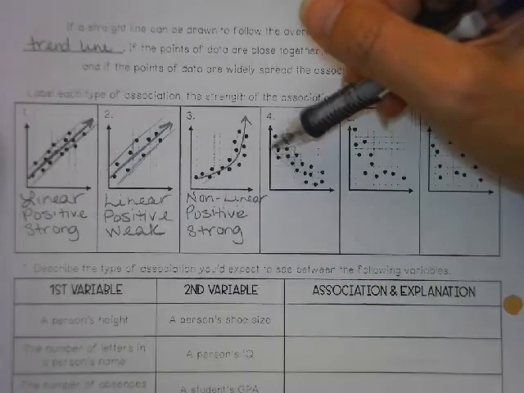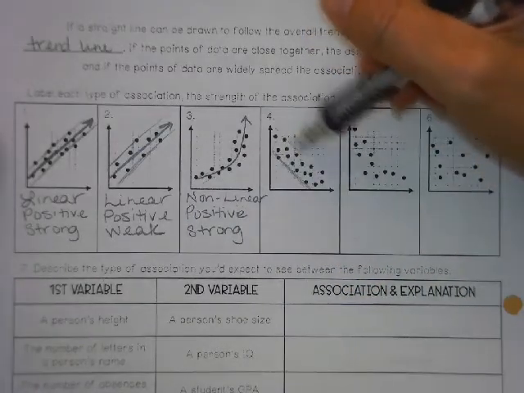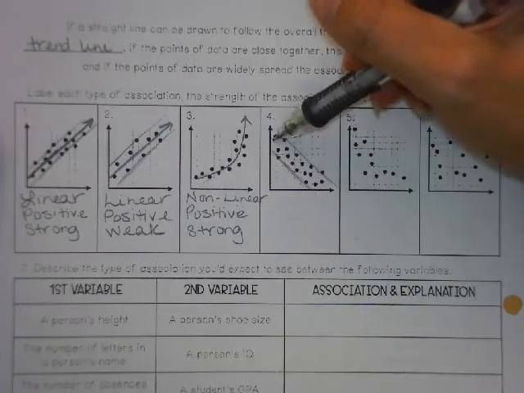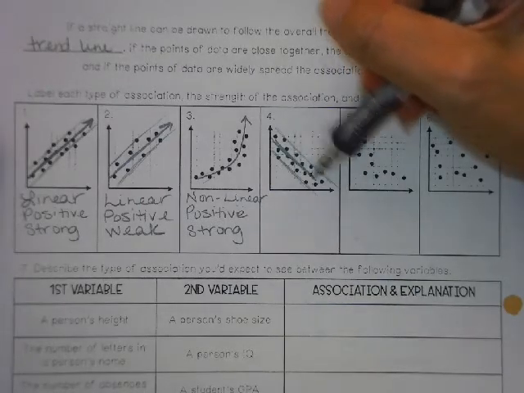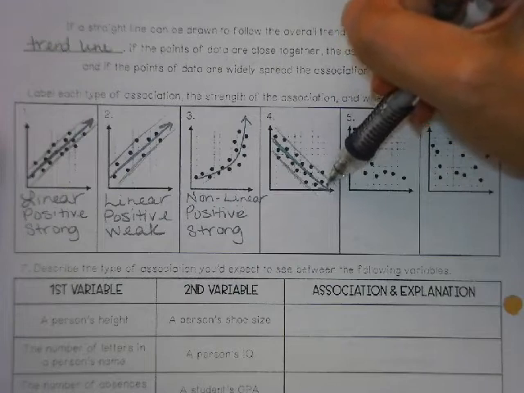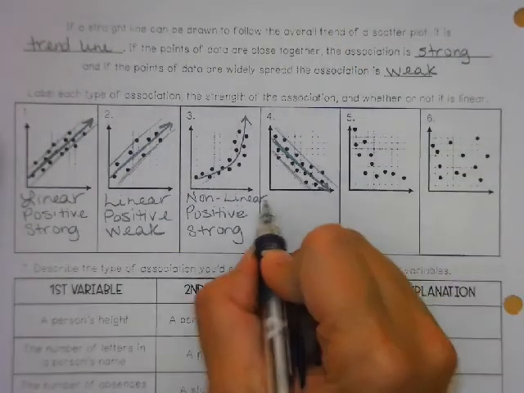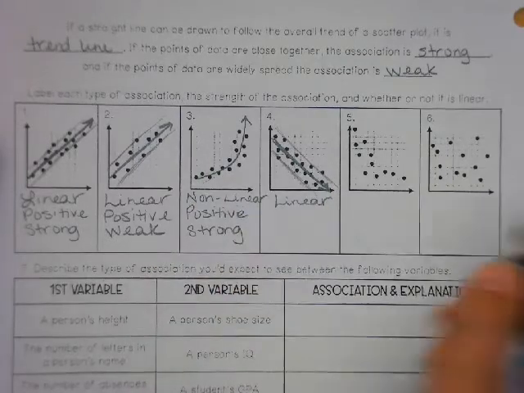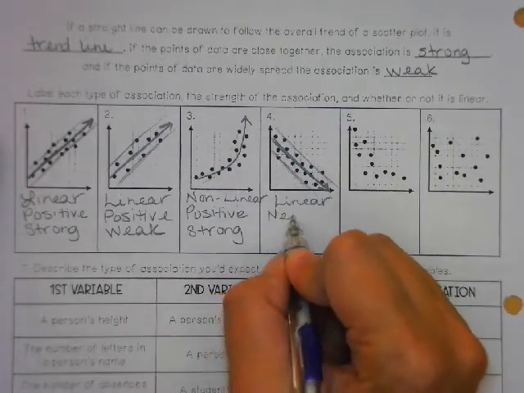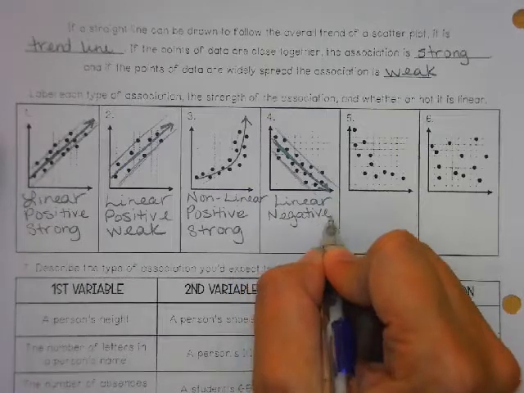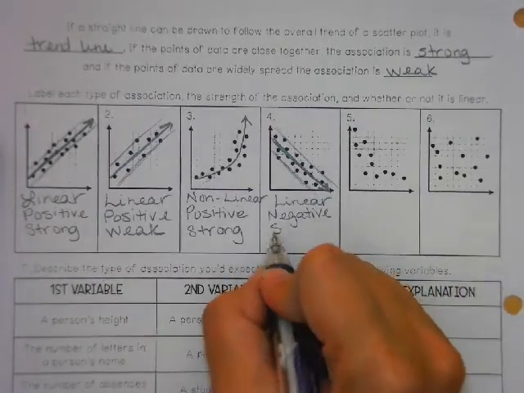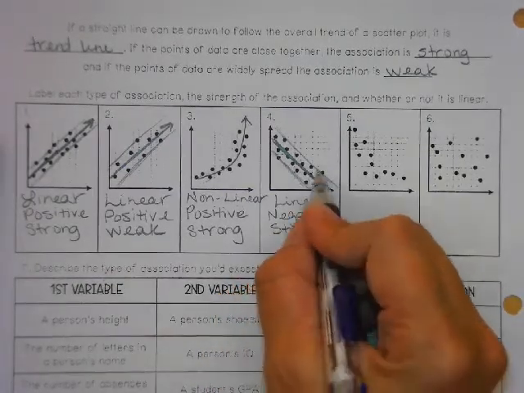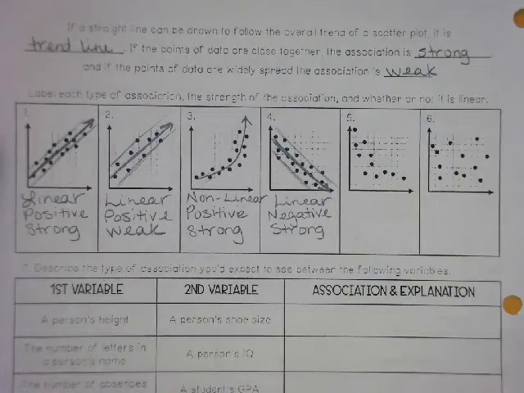Here, I kind of draw my outside lines, and so I can split the difference from my inside line. This is going to be my trend line. And I can see that this is still linear. It's kind of in a line compared to 3. It is negative because it's going down. And this is pretty strong. Those dots are pretty close to my trend line that I drew.